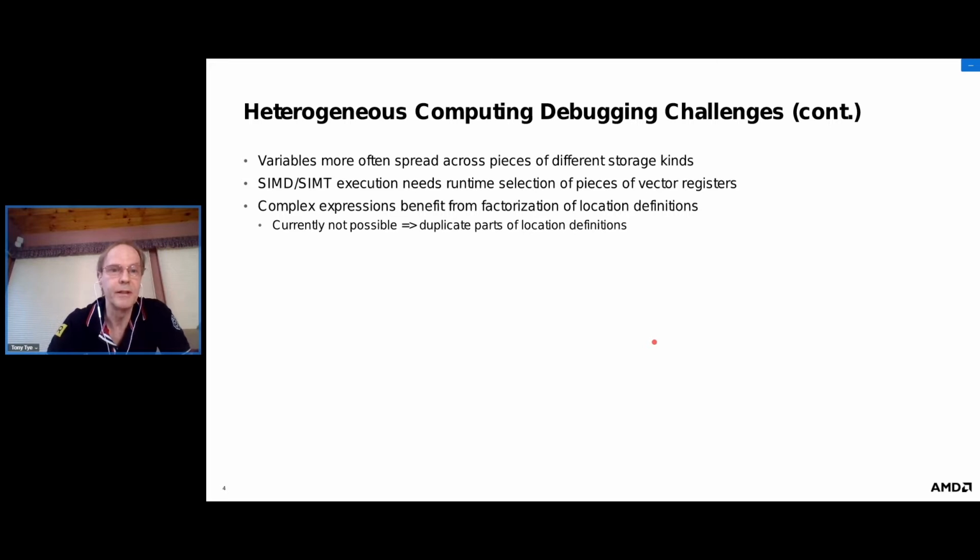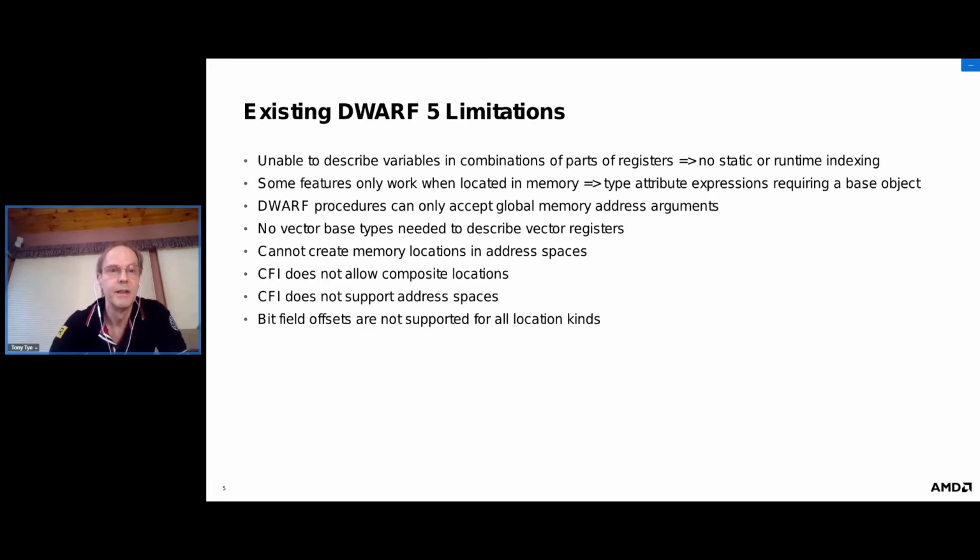So our challenges were really that more often than not we end up with variables being spread across bits of different kinds of storage. We've got these pieces of registers, we've got these different address spaces, and then we've got this SIMT execution model where we want to select which piece of a register we want through a runtime expression rather than just being a static part. And then the other thing that happened is we got a lot more complex expressions, and there's a great deal of benefit in being able to factorize the creation of the location descriptions, which isn't currently possible, and which ends up in duplication of the expressions.